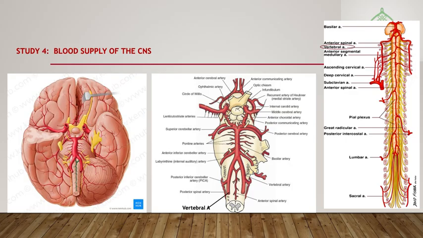The third image is showing us the anterior spinal artery, and it also has tributaries or contributions from different arteries. Some of these are the ascending cervical arteries. We also have the anterior segmental arteries, the pial plexus, and the great radicular arteries. They are all contributing to the anterior spinal artery.